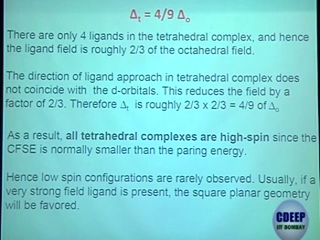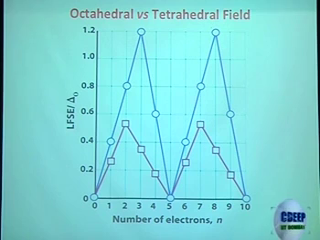Since the splitting is very small, you always end up getting the high spin case. So never ever calculate low spin versus high spin for tetrahedral. Now this is the electronic configuration and their respective stability if you are comparing delta octahedral and delta tetrahedral directly.